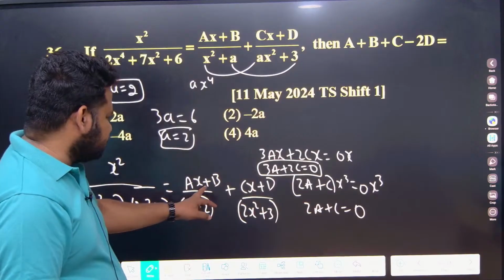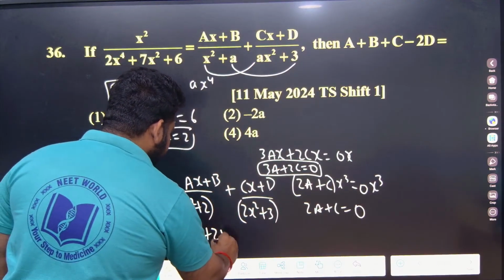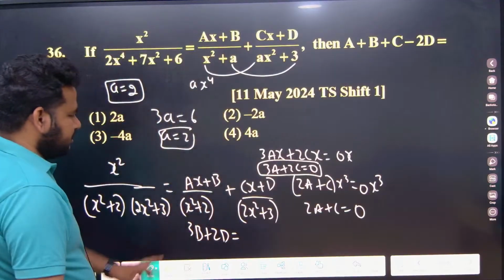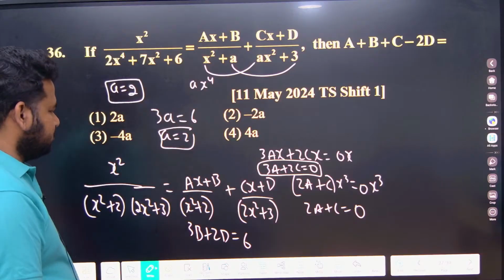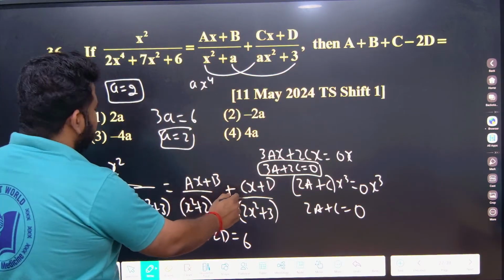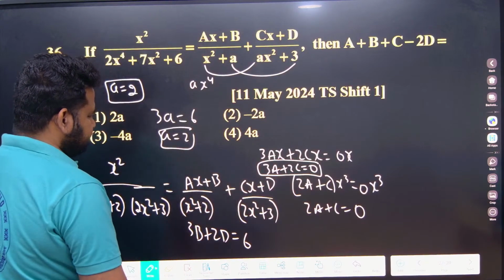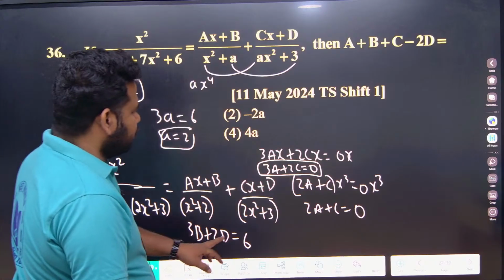Now look at the constants. 3b plus 2d is equal to what? The constant value is 6. 3b plus 2d is equal to 6. Now if I multiply with this, so b into x square, what about d into 2x square? Okay. So further if I do, I got two values here.